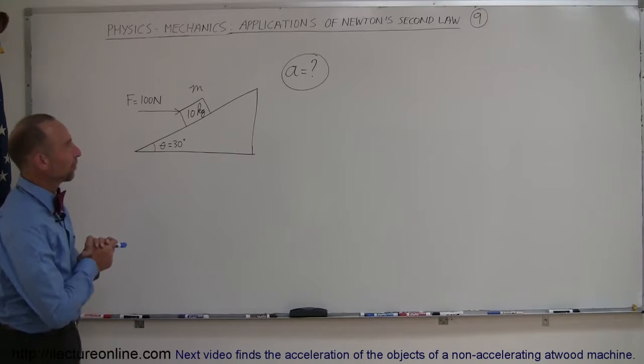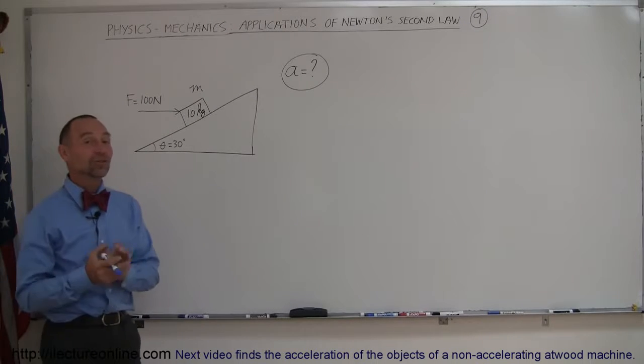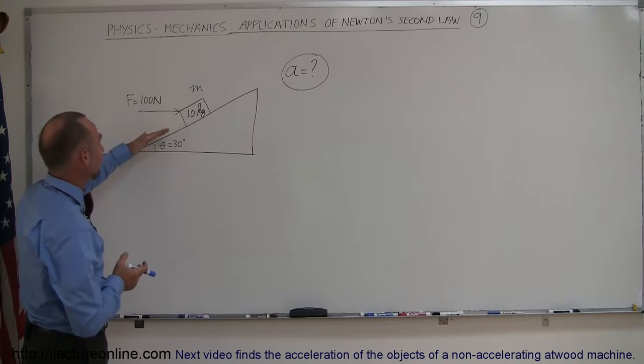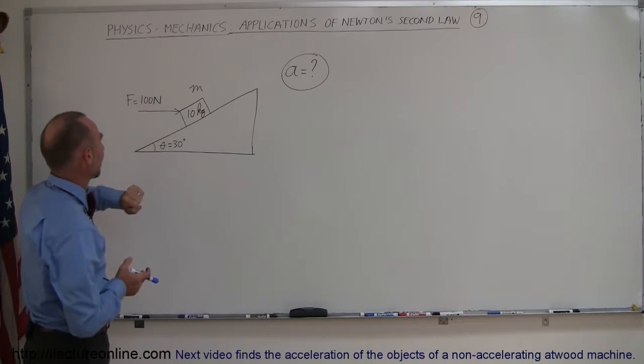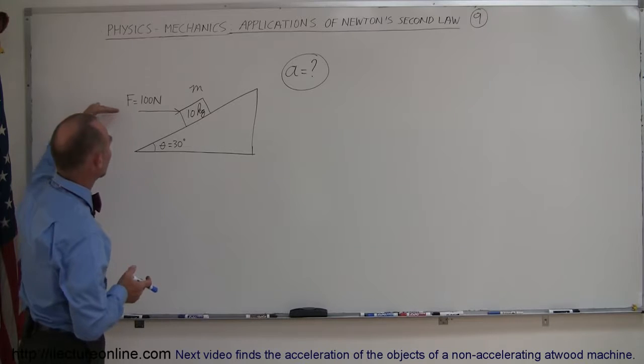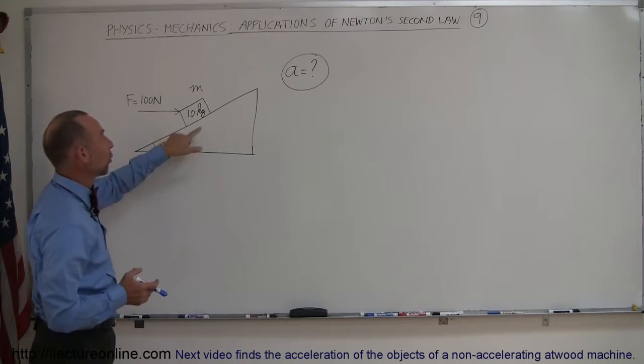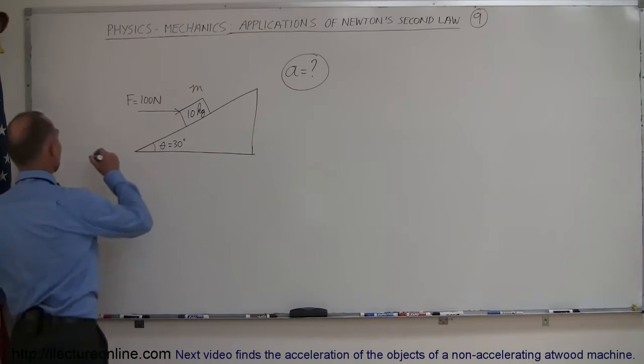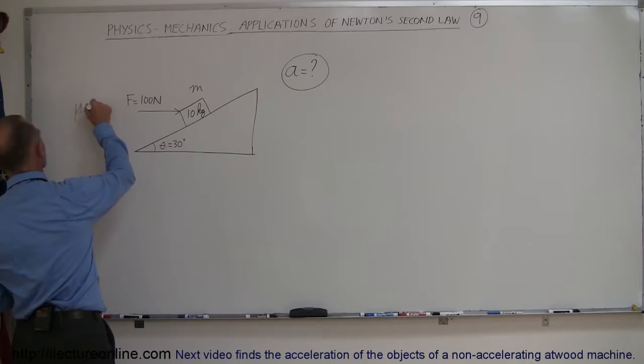Here we have another example for us on the application of Newton's second law. We have a mass on an incline, 30 degrees, 10 kilogram mass. But now we have a force pushing horizontally against this mass. What will be the acceleration of that block? Again, assuming that mu is equal to 0.